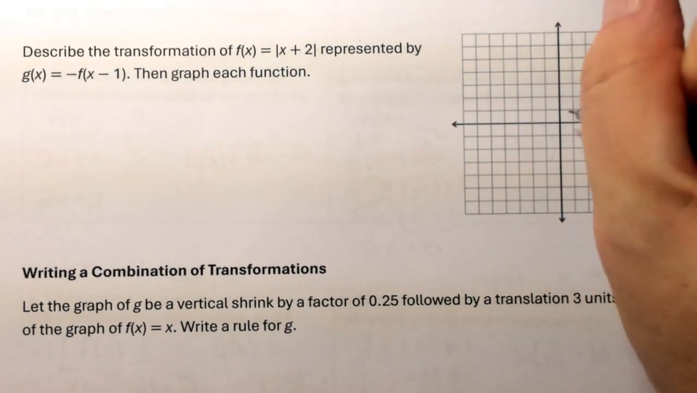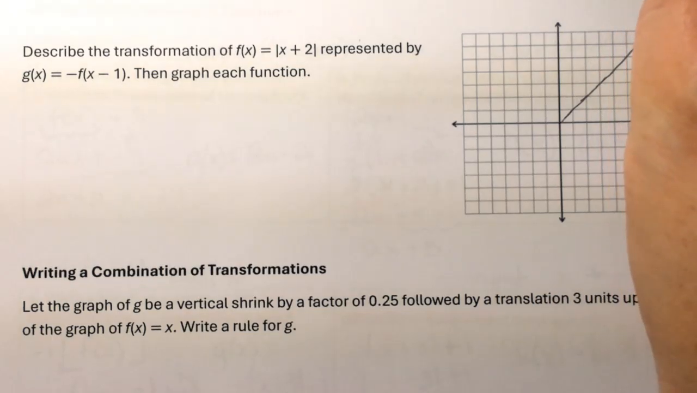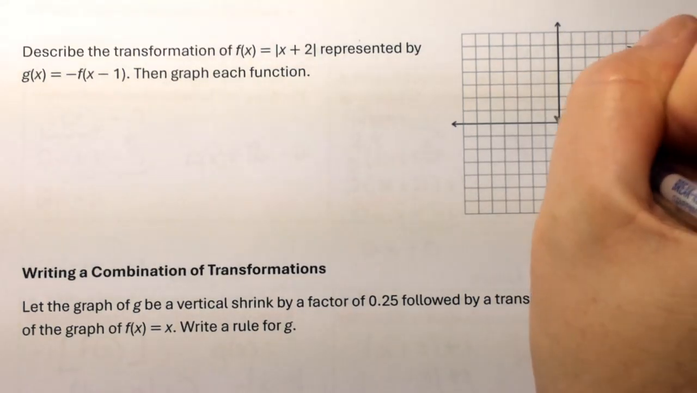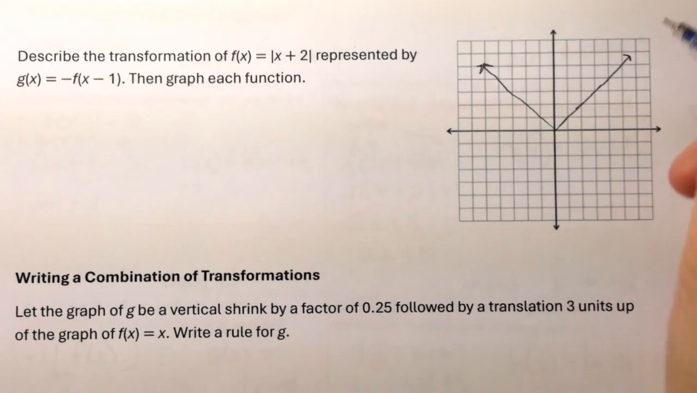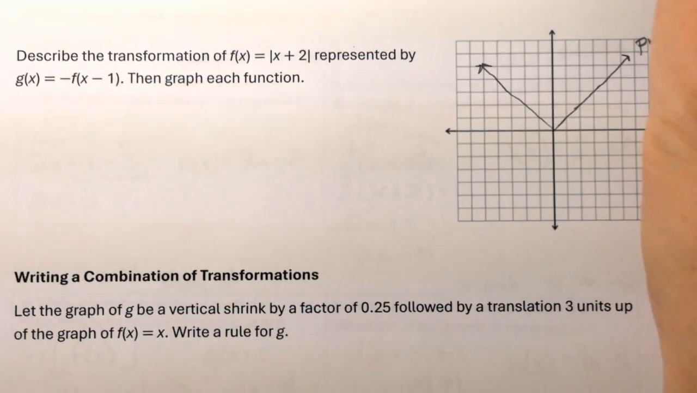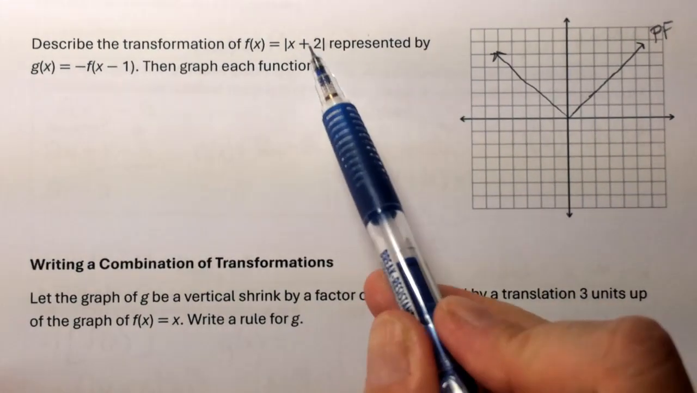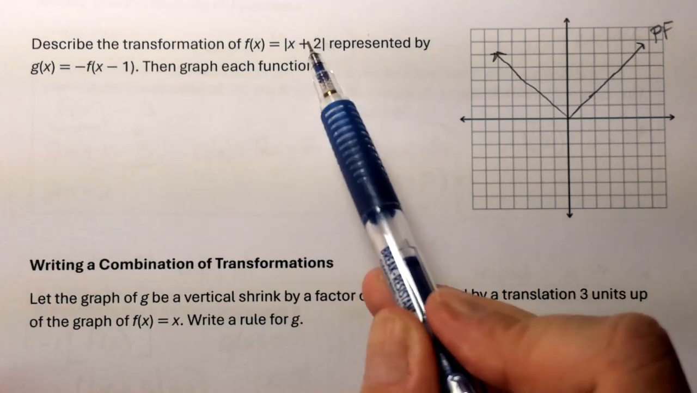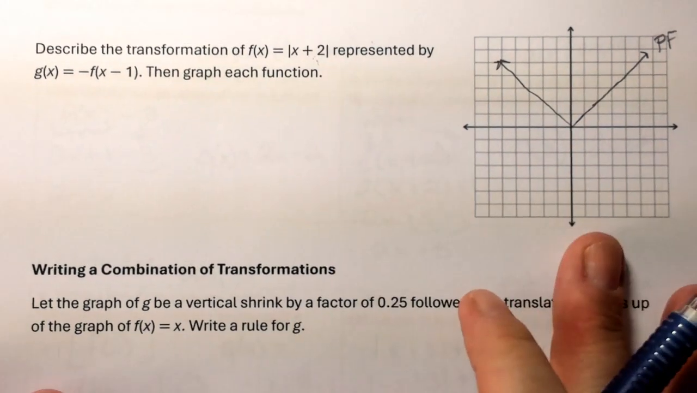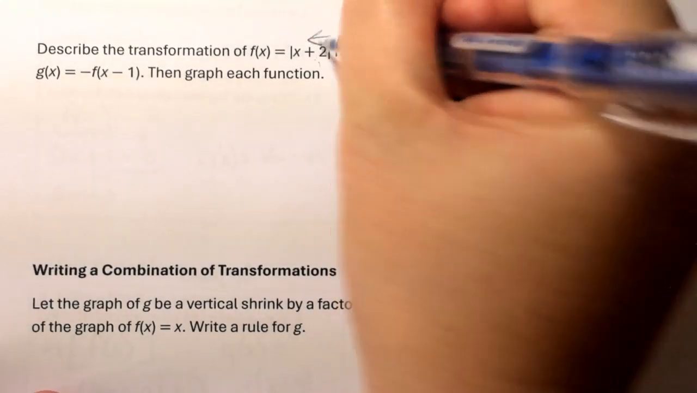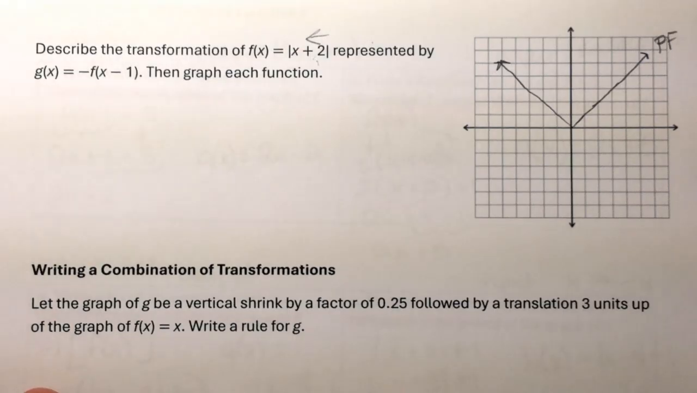Okay, starting off with the parent function. This crazy lady skipping questions. We'll come back to it, I promise, because that one is one that I want to make sure you understand. So this is our parent function. We're going to call it PF for parent function. So we are describing this transformation, so let's graph this one first. Because it's plus 2 inside, that tells me that it translated to the left 2 units. So I'm going to graph that now.